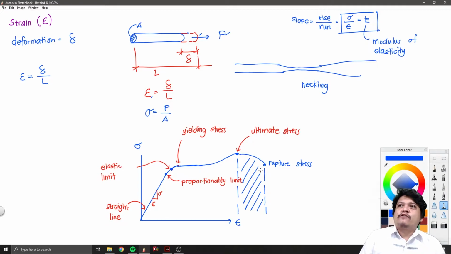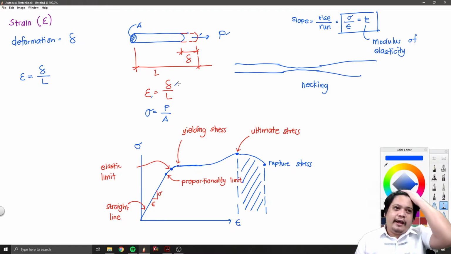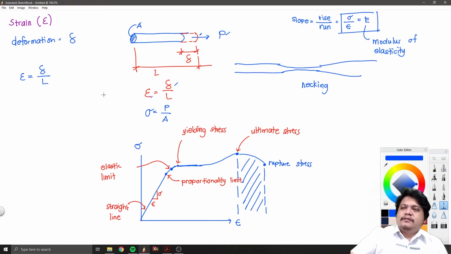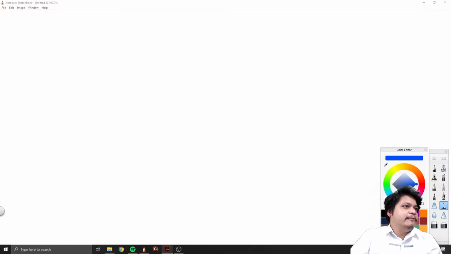Okay? So, for this chapter, we will discuss how to compute for the deformation and how to compute for the strain and different parts of the strain diagram. Okay? So, let's start. Dun muna tayo sa pinaka-simpleng example.